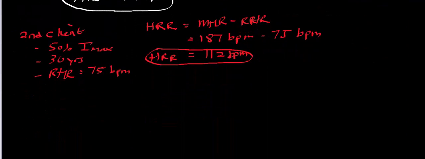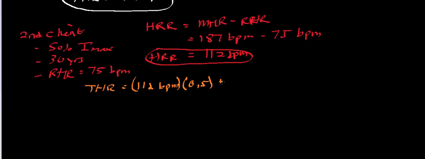Okay, do that in a different color. So the target heart rate, remember, that was equal to the heart rate reserve, 112 beats per minute. We're going to use the same intensity just to prove the point, 50%, so 0.5. Then we're going to add on to that the resting heart rate, which in this case is 75 beats per minute. All right, I'm going to go ahead and calculate this. 112 times 0.5 plus 75, okay?